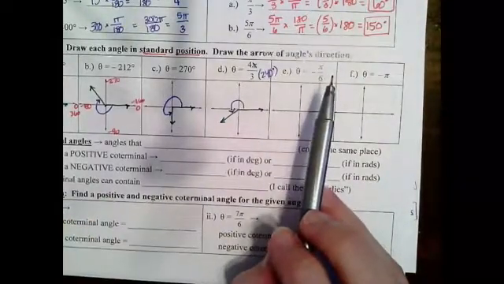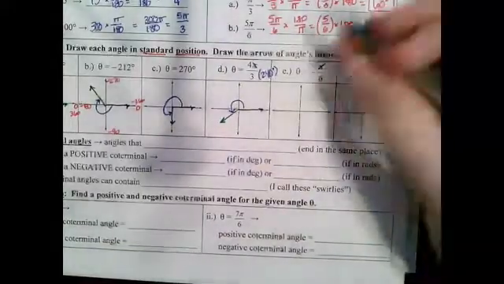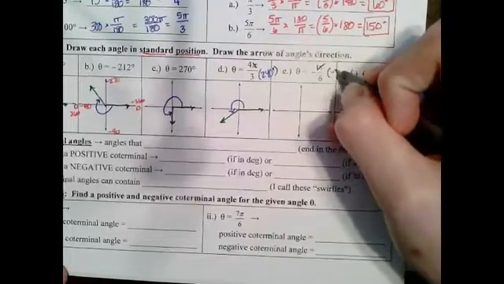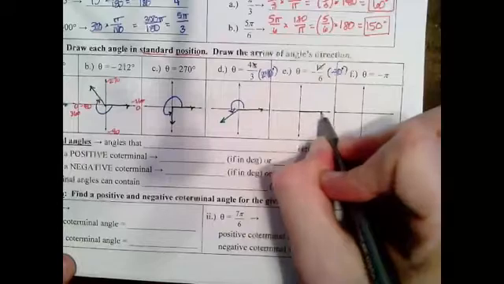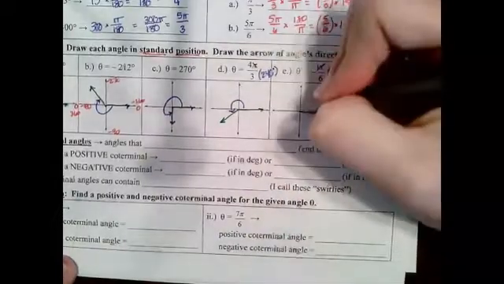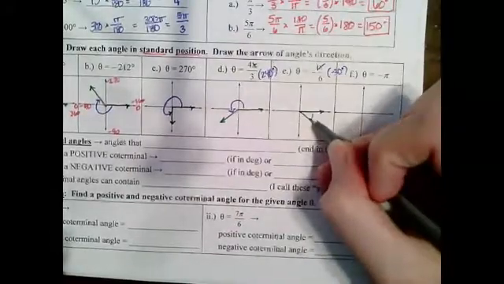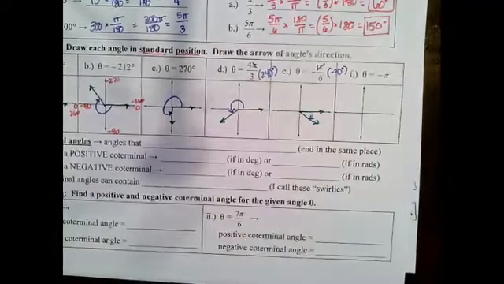Negative pi over 6, so the negative would go away. So essentially you're multiplying by negative 1 over 6 to 180, and that's going to give me negative 30 degrees. So initial side, terminal side, this way is negative 30. Try the last one on your own.